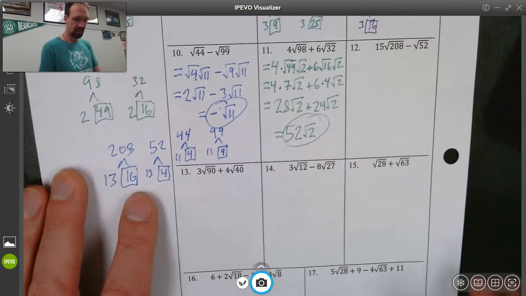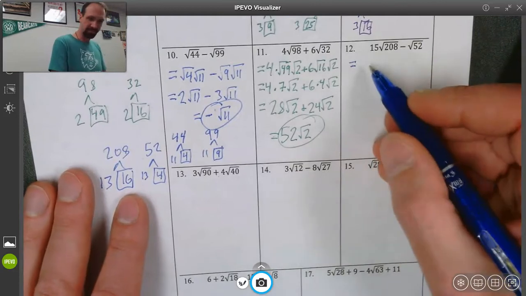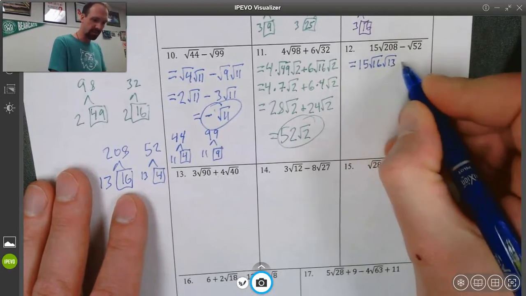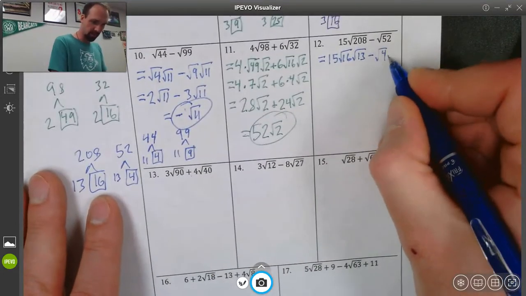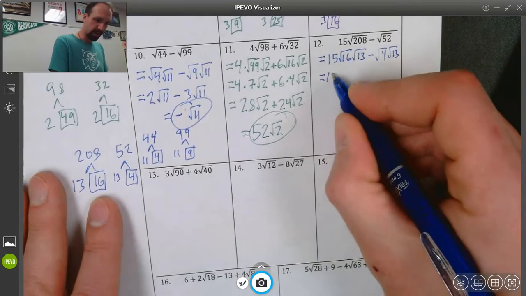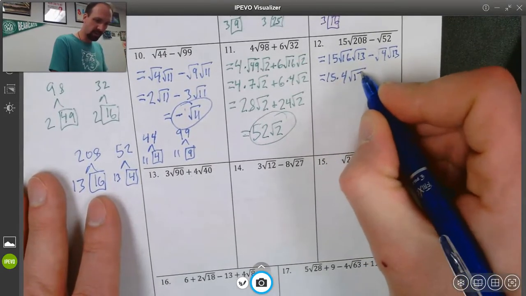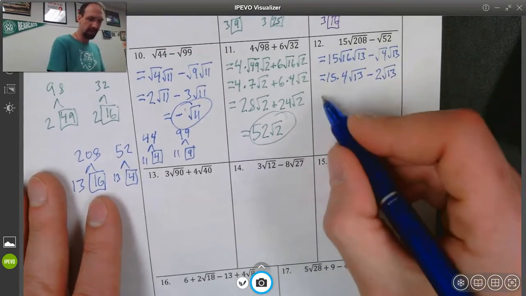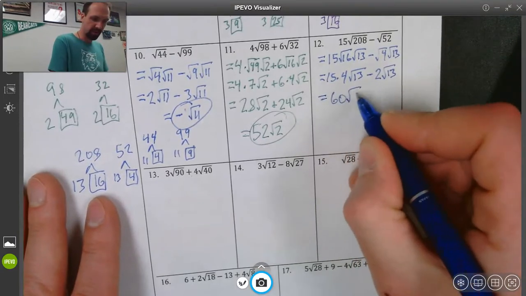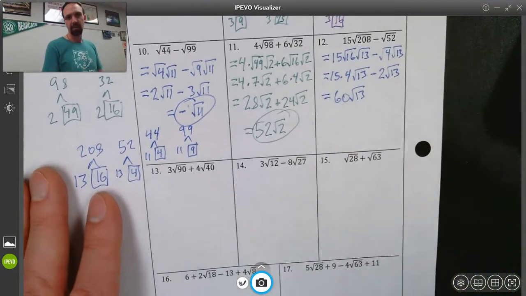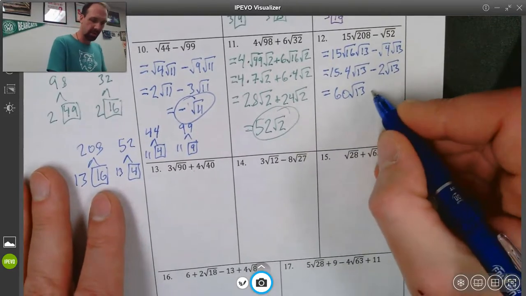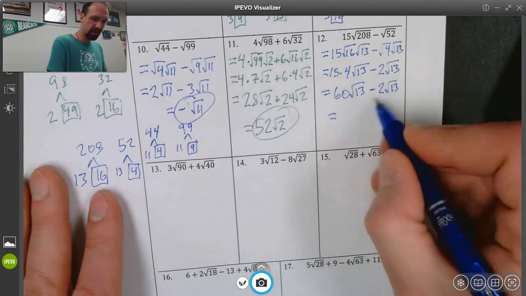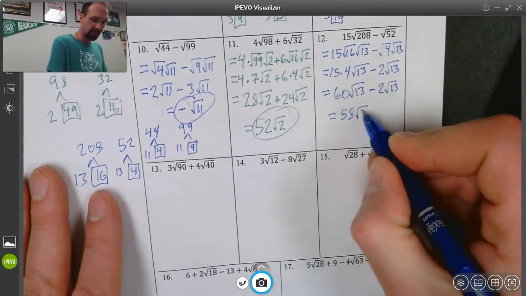There we go. So again, just like we did on this previous one, we have 15 times square root of 16 times square root of 13 minus square root of 4 times square root of 13. Now you can combine them. 15 times 4 times square root of 13 minus 2 square root of 13. 15 times 4 is 60, so I have 60 radical 13. Remember, radical and root are the same, and we're using a square root in all of these. 60 minus 2 is 58, so I have 58 radical 13.